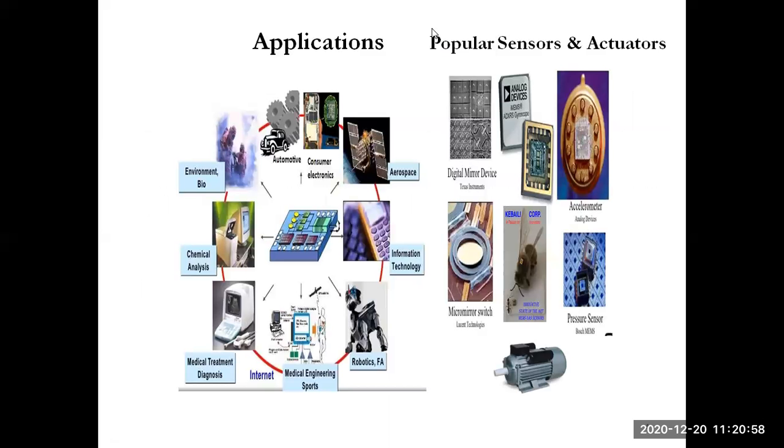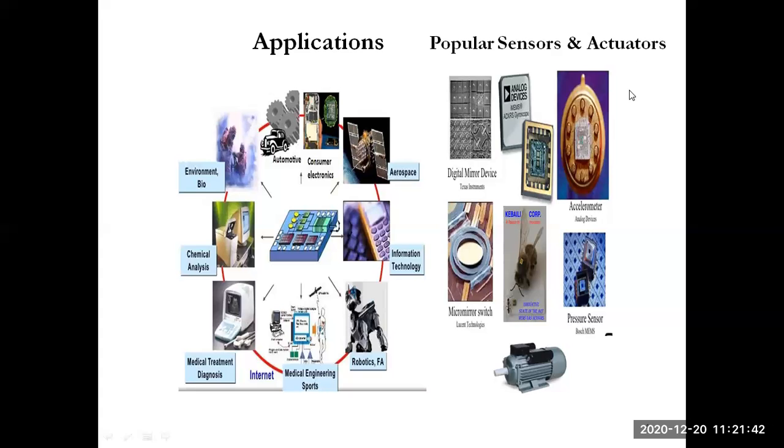Okay, so these are some of the applications. On the left-hand side you see sensors and actuators play a huge role in different applications, not just in our day-to-day life in our domestic use, but in industrial organizations as well. Let it be automotive, consumer electronics, aerospace, information technology, robotics, biomedical engineering, you name it. Sensors and actuators have a huge role to play, they have been playing it for several decades, and they are advancing further with time.